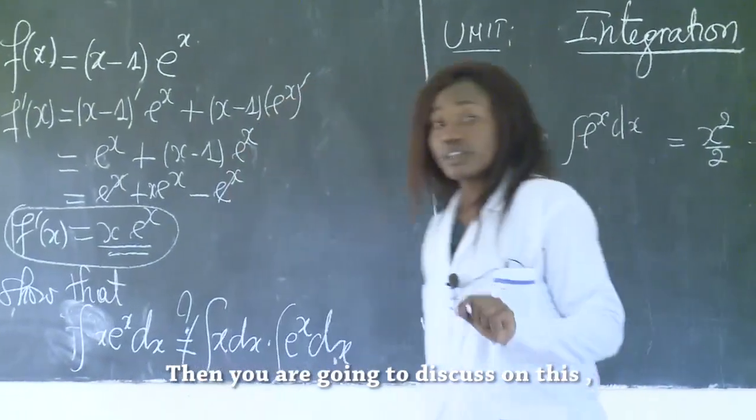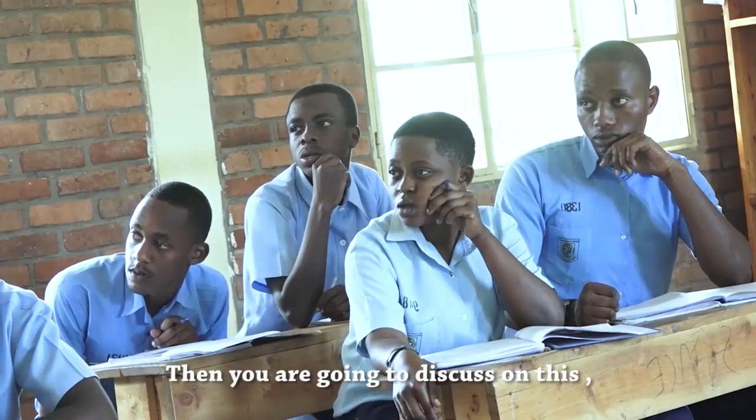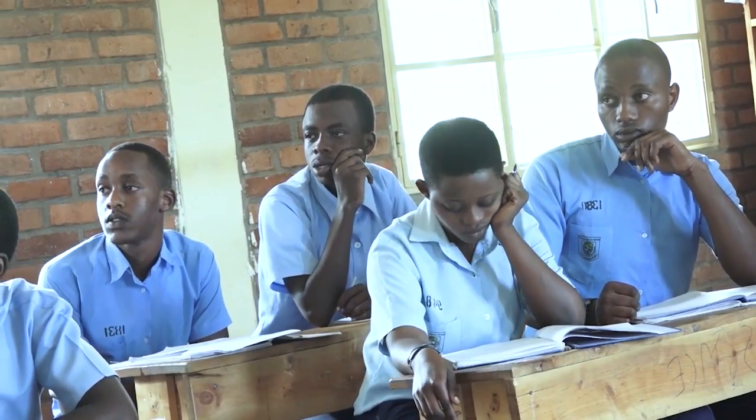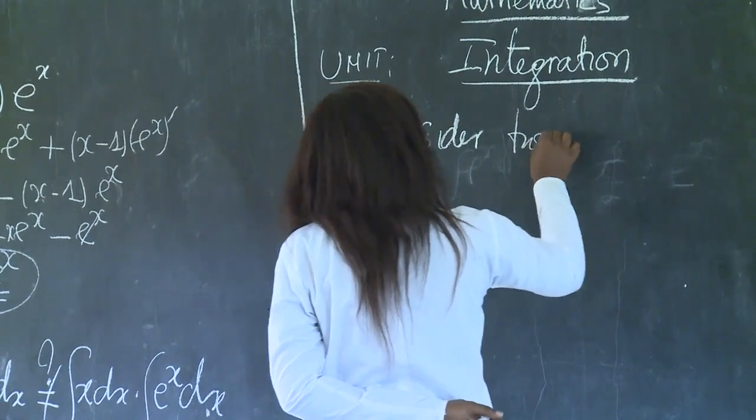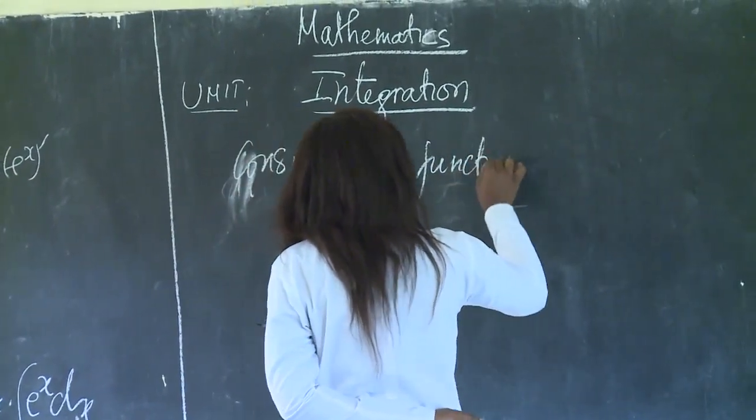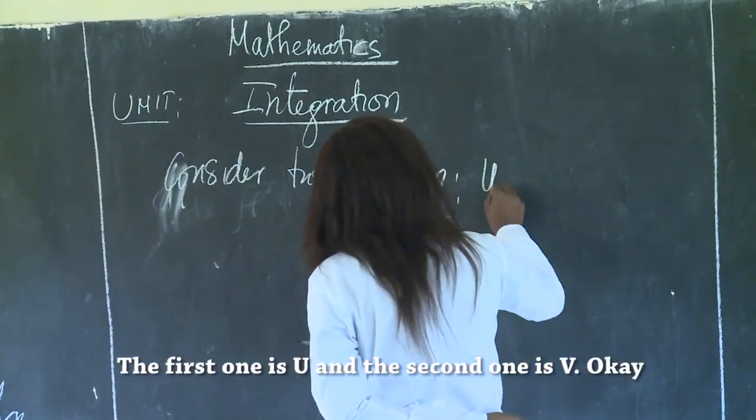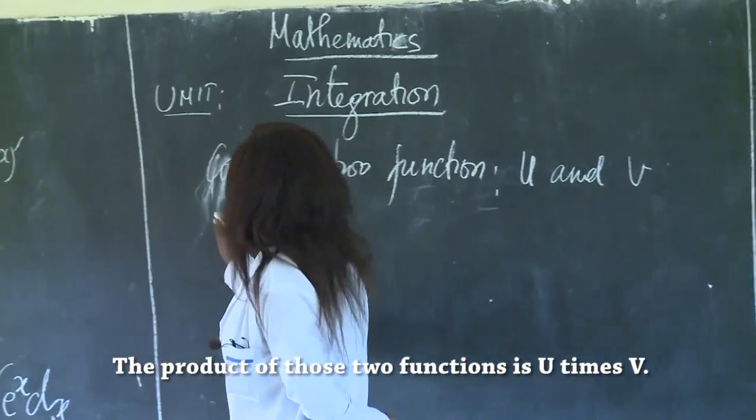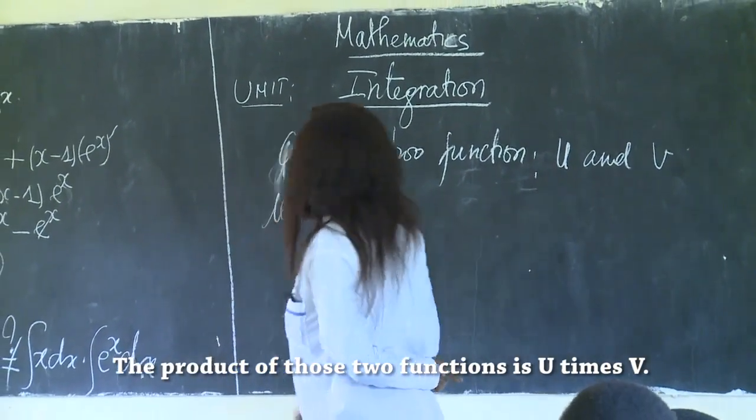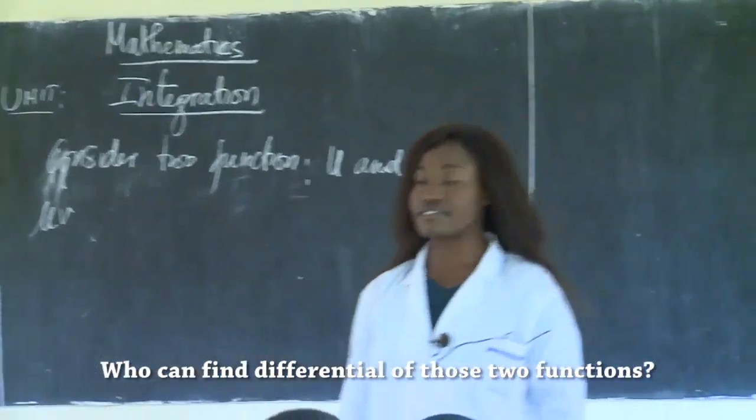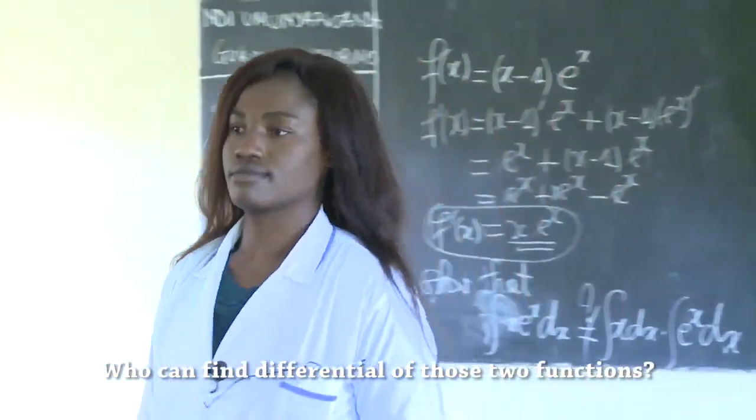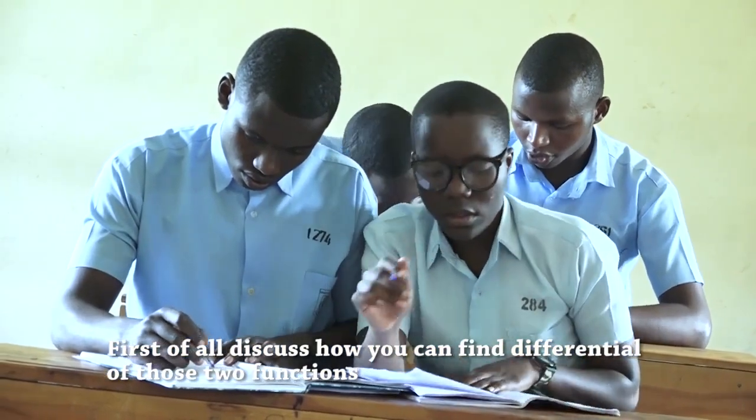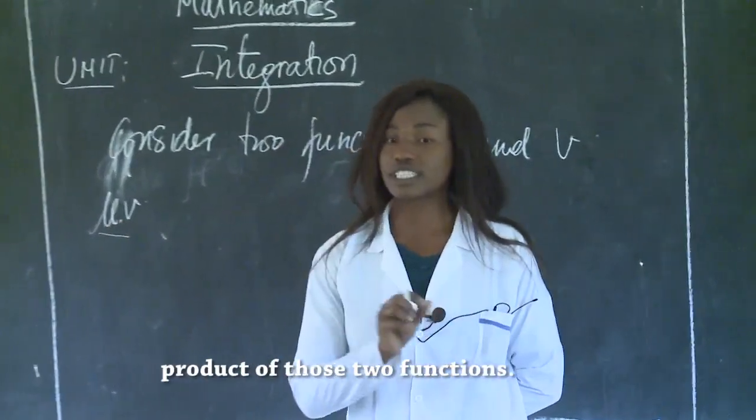Then you are going to discuss this. We have to consider two functions. The first one is u, and the second one is v. The product of those two functions is u times v. Who can find the differential of those two functions? First of all, discuss how you can find the differential of the product of those two functions.